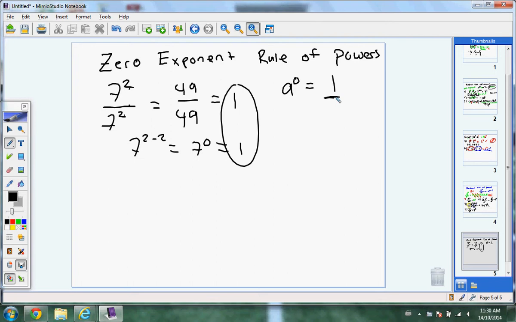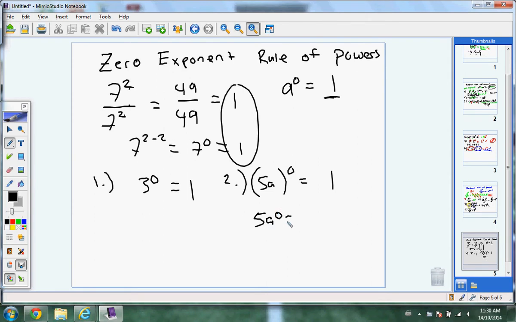Okay, so let's just do a couple quick examples. Number 1 here: if I said 3 to the 0 power, you'd say it's 1. If I said 5a, in parentheses, all to the 0, you'd say it's 1. Now if I change this one, and I said 5a to the 0, the 0 is only on the what now? Good, yeah, it's only on the a. So that means it'd be 5 times 1, which would now be 5 for this one because the 5 is not affected. Just a little tidbit there for you.